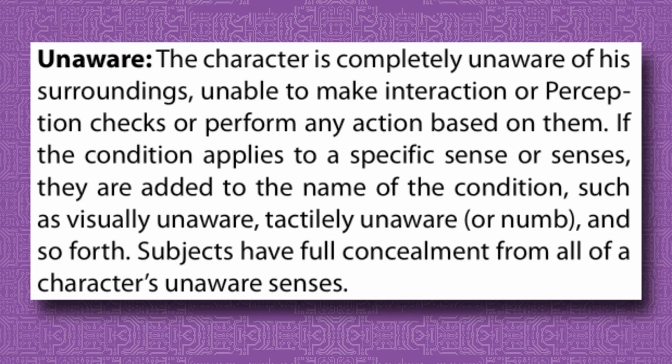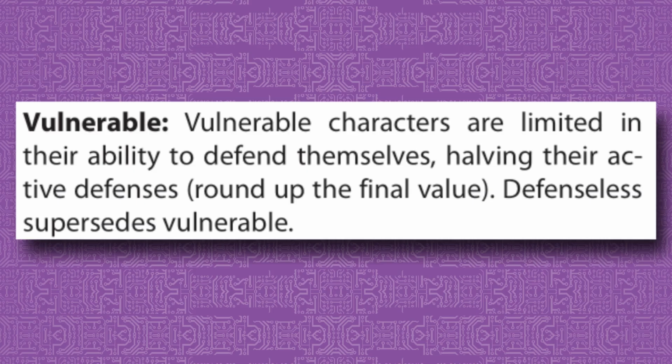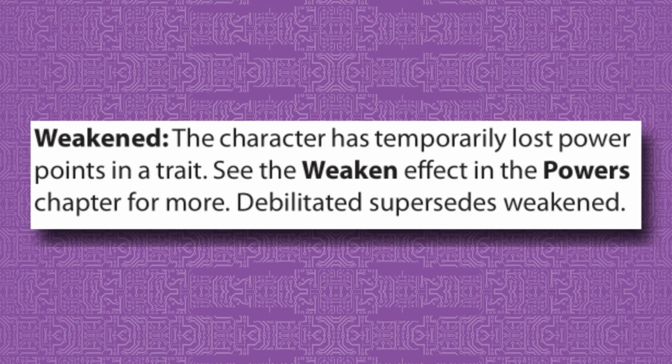Unaware. The character is completely unaware of his surroundings, unable to make interaction or perception checks, or perform any actions based on them. If the condition applies to a specific sense or senses, they are added to the name of the condition, such as visually unaware, or tactilely unaware, or numb. Subjects have full concealment from all a character's unaware senses. Vulnerable. Vulnerable characters are limited in their ability to defend themselves, having their active defenses, that is, their parry and dodge bonuses, halved. Round up the final value. Defenseless supersedes vulnerable. Weakened. The character has temporarily lost power points in a trait. See the weaken effect in the powers chapter for more. Debilitated supersedes weakened. Those are your basic conditions.